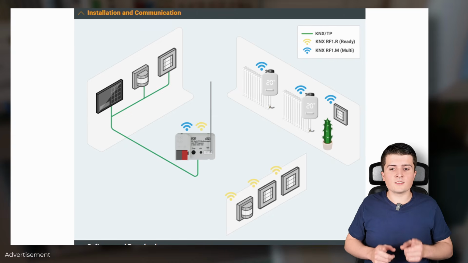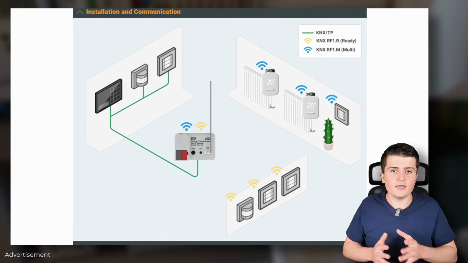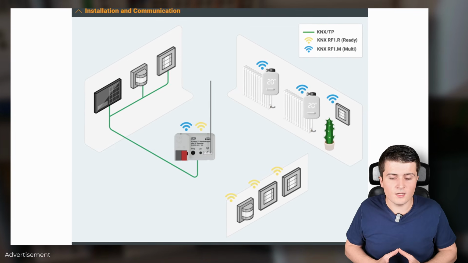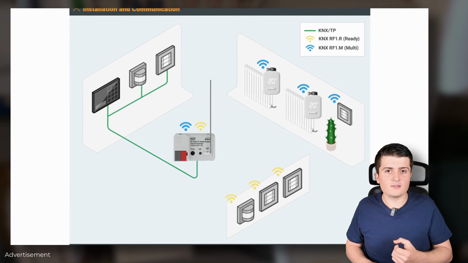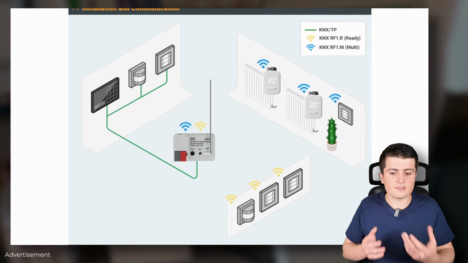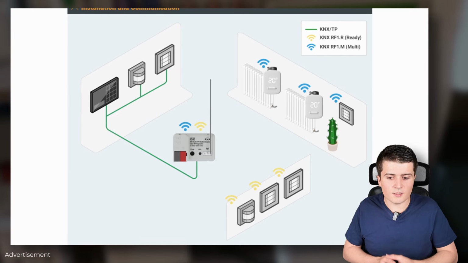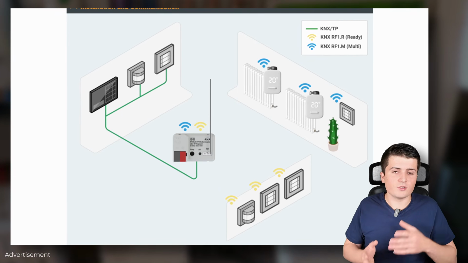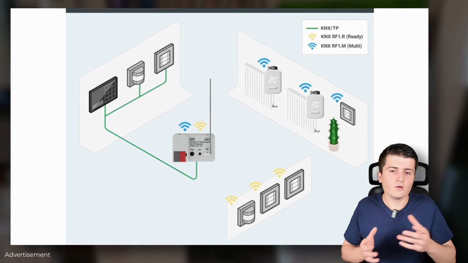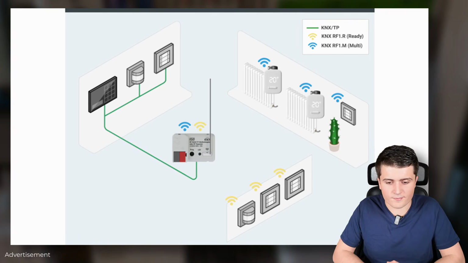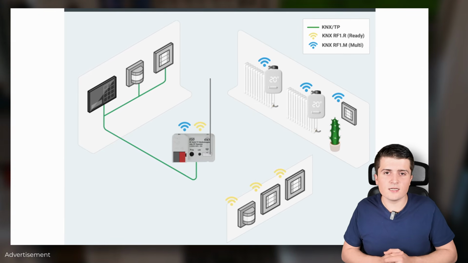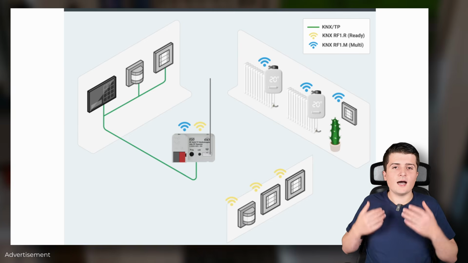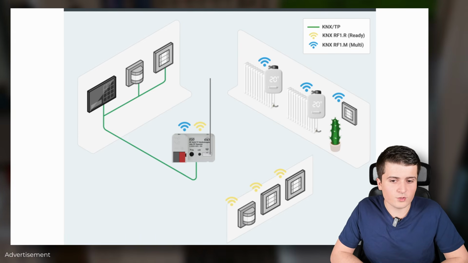And very important is that if you use a KNX RF Multi media coupler, then you can mix KNX RF Ready devices with KNX RF Multi devices in the same project, because the media coupler handles the translation between fast, slow and Ready telegrams. But now I would say this was a lot of information, so let us take a look in the EDS on how we can use KNX RF Multi.